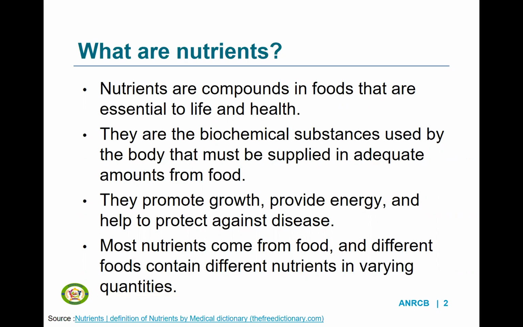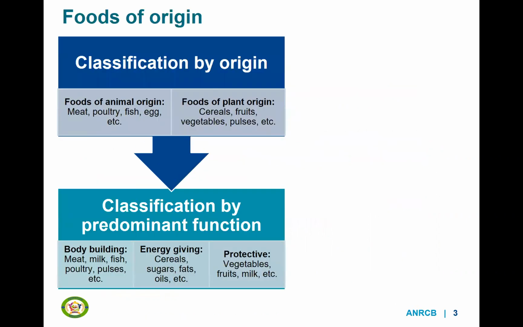While most nutrients will come from food or drink, different foods have different nutrients and they come in different amounts. And so that's why the choices of foods are important for good nutrition. So we can talk about where food comes from and classify foods by their origin or their function. So some foods are of plant origin, some are of animal origin.